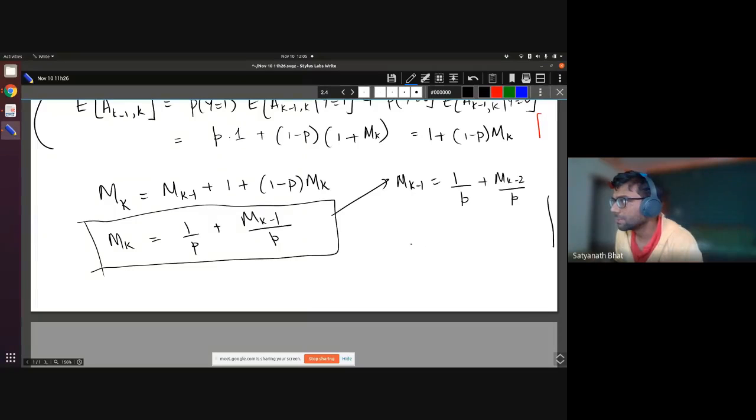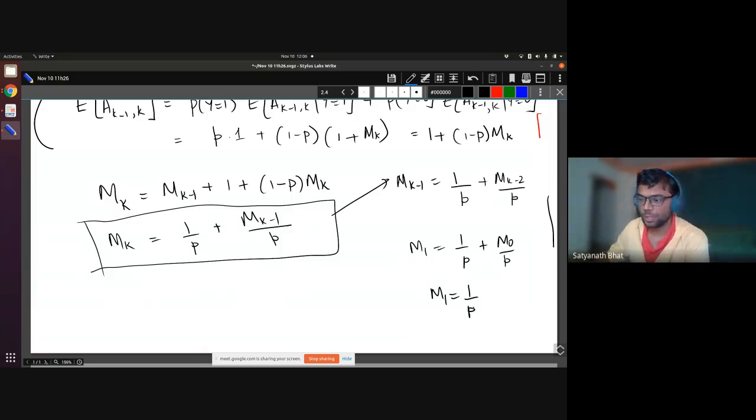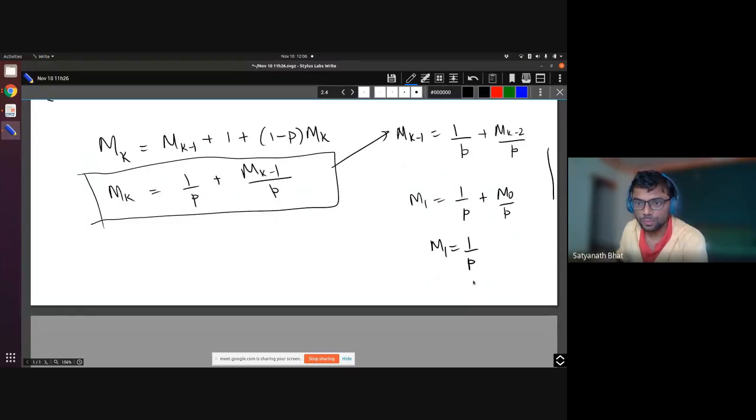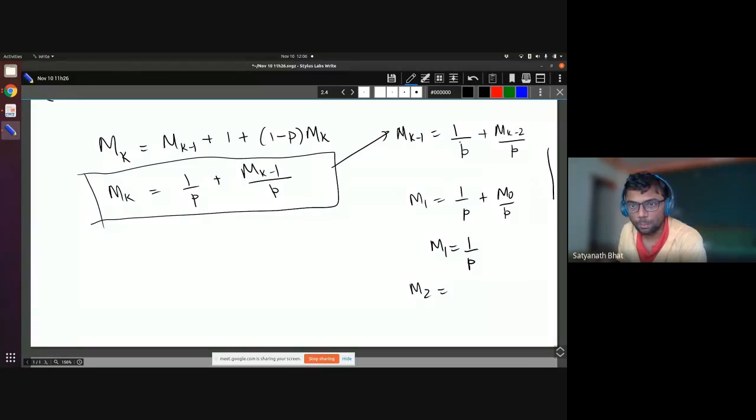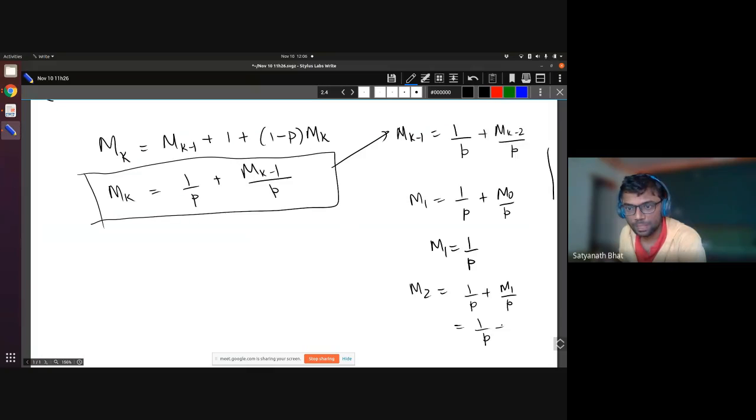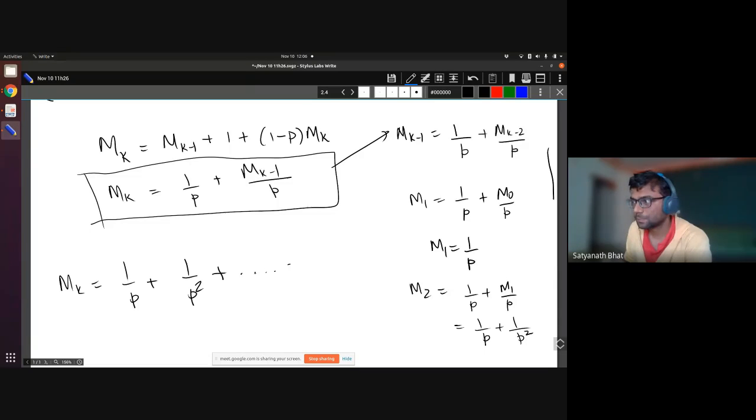So M_1 will be 1 over p plus M_0 by p, right? M_0 is considered to be 0. Okay, what is the number of rounds that you have to wait till you get 0 heads? 0. So basically M_1 equal to 1 over p. Then M_2 will be equal to 1 over p plus M_1 by p. So this will be 1 over p plus 1 over p squared. Like that, next you will have 1 over p plus 1 over p squared plus 1 over p cubed. So that's why M_k will be equal to 1 over p plus 1 over p squared plus up to 1 over p to the power k.